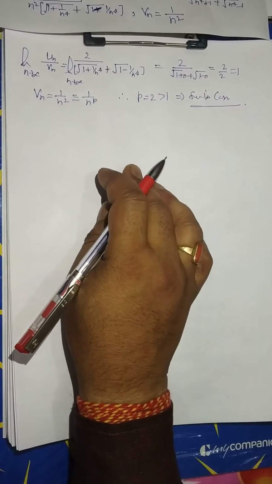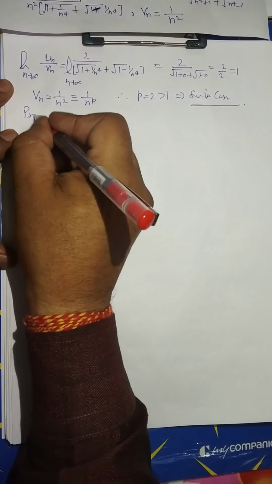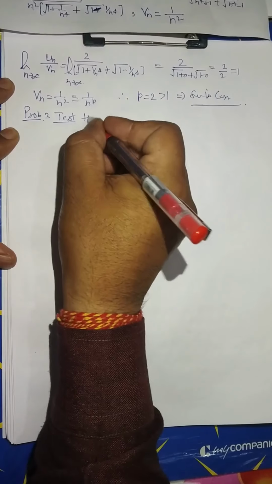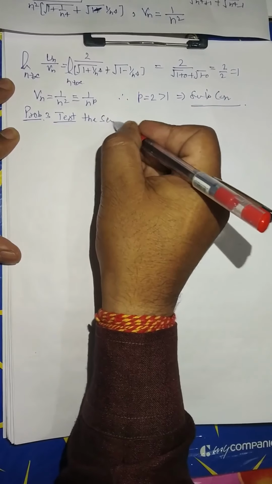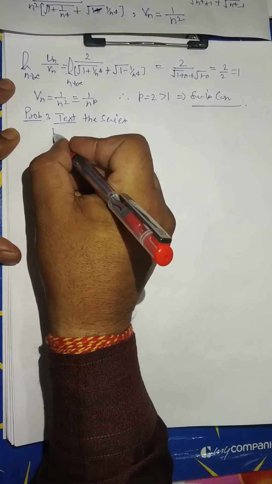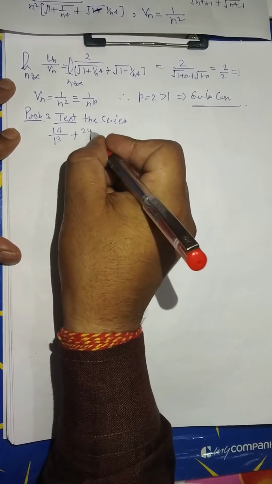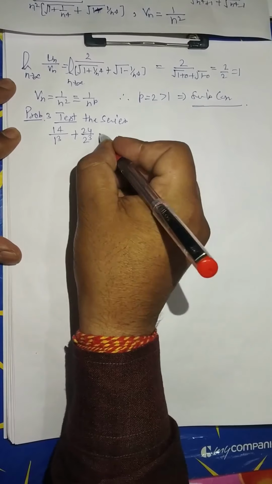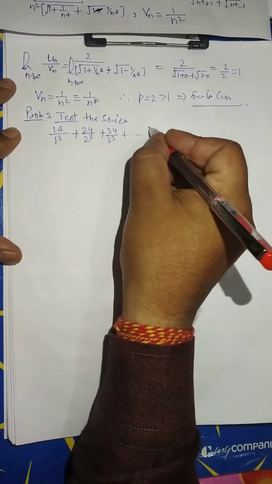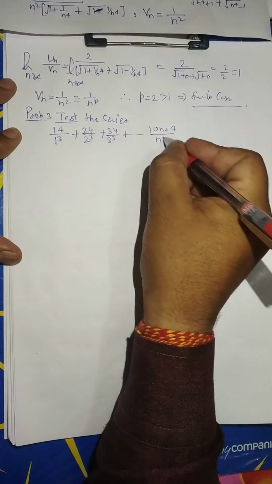convergent. Now next problem, problem number 3, test the series 10 plus 4 upon 1 to the power 3 plus 24 upon 2 to the power 3 plus 34 upon 3 to the power 3 plus up to 10n plus 4 upon n cube.